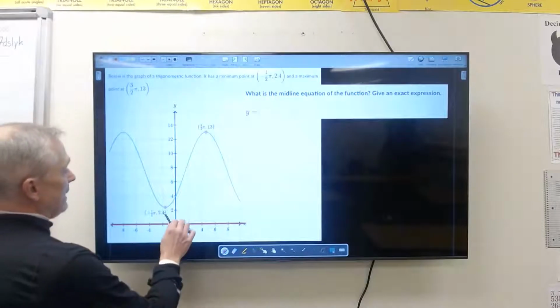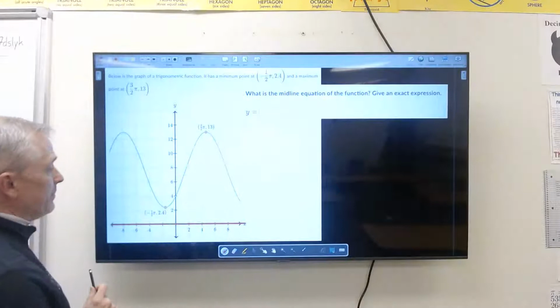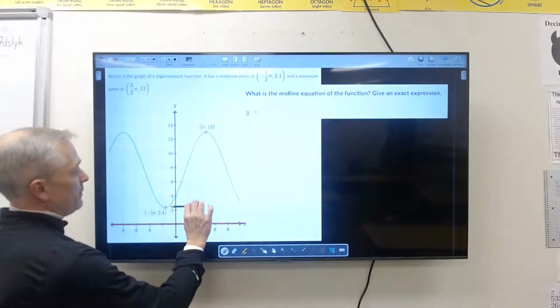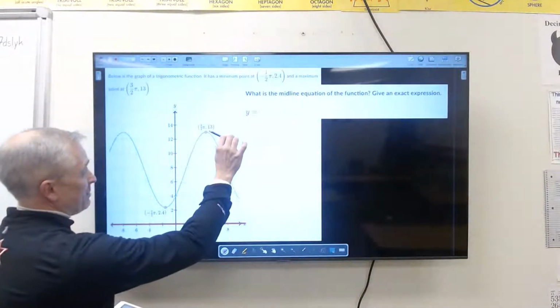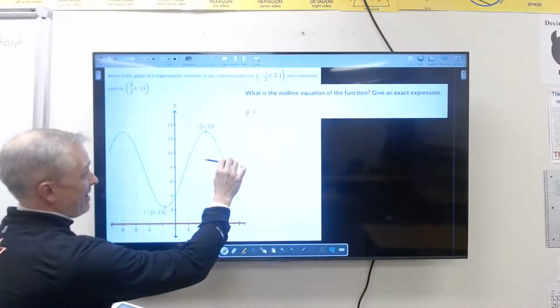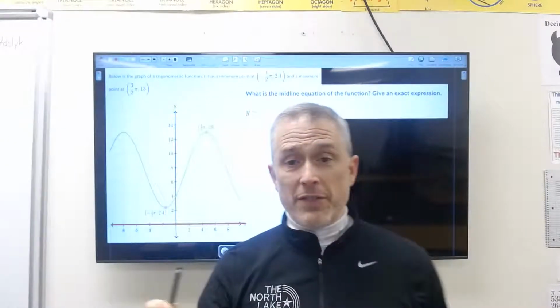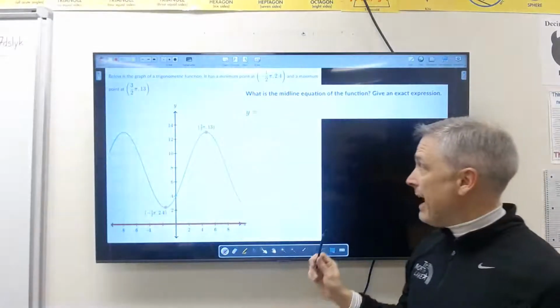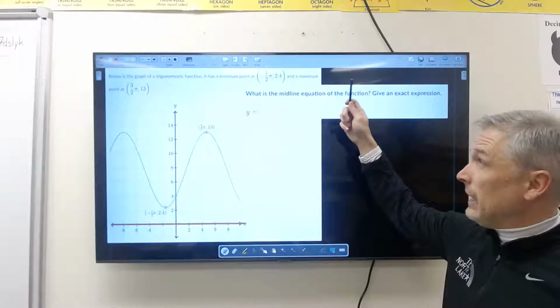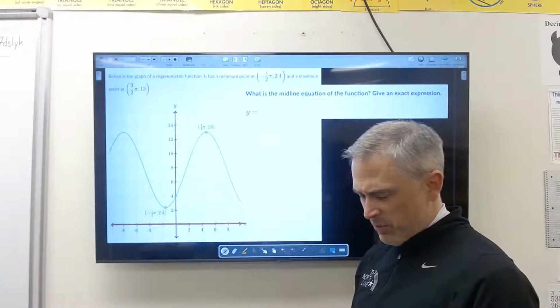All right, now we've got a range of 2.4 up to 13. Well, it starts 2.4 up, so that means I got to subtract it, which makes it 10.6. So I got to drop this down half of that. Okay? And half of that is going to be 5.3.